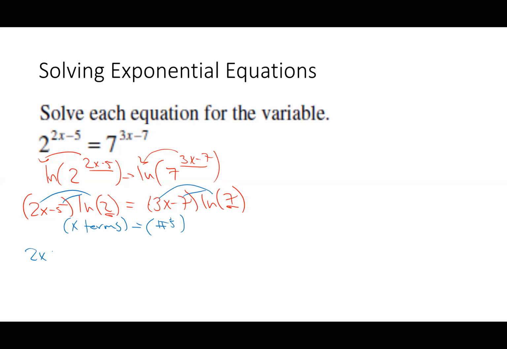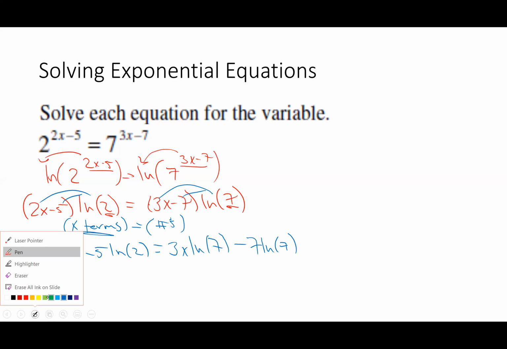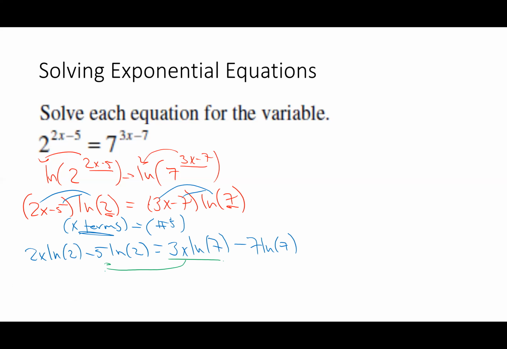So now we've got 2x ln of 2 minus 5 ln of 2 is equal to 3x ln of 7 minus 7 ln of 7. And now what we've decided was that we want to get the x terms on the left-hand side of the equation, just because that's what we're used to doing. So what I'm going to need to do is take this 3x and move it over here. I'm going to do this by subtraction. And then what I'm also going to have to do is take this number here and move it over here. I'm going to do that by virtue of addition because that's a negative.